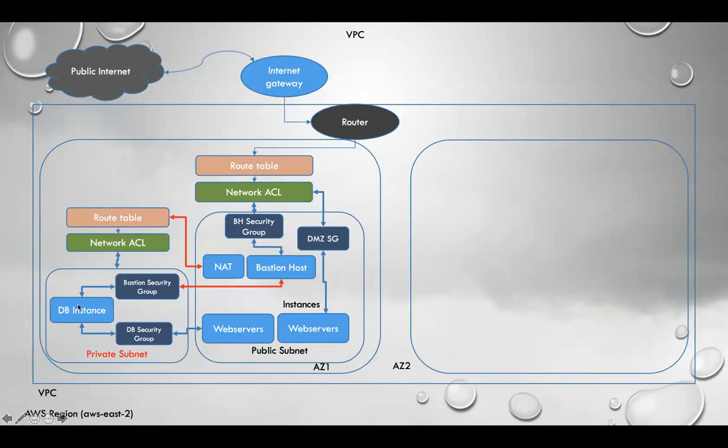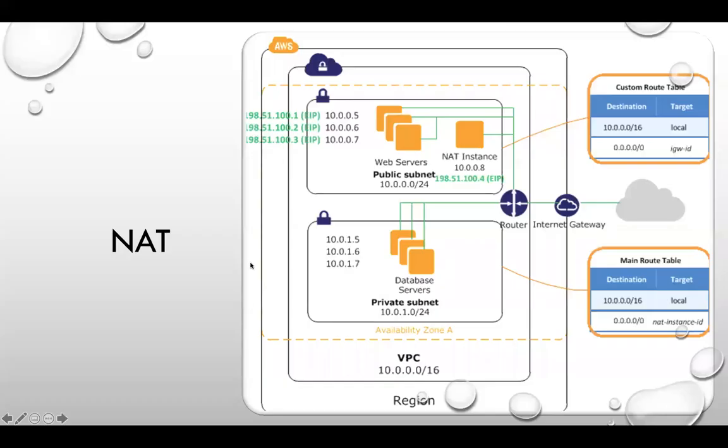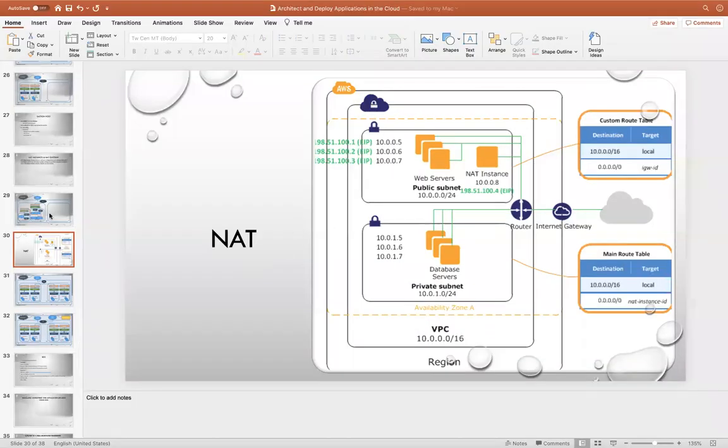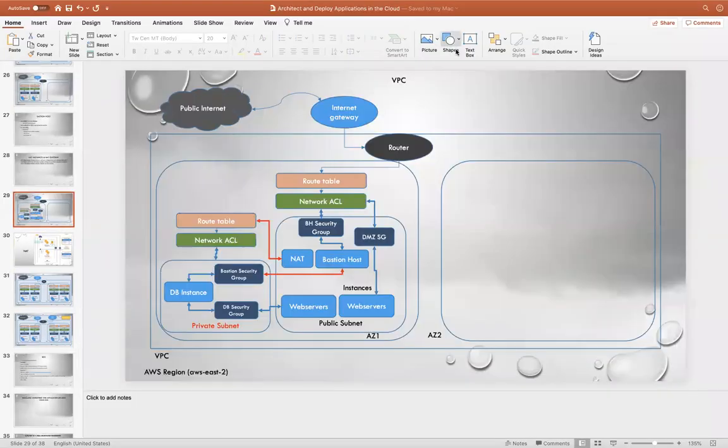This is the route. But this cannot go to the internet this way because there is no route, right? There is no route table entry. From here to here, there is no route. So now what I have to do is route this route table through an instance here that is called a NAT instance or NAT gateway. I think I forgot to add it in my picture, to add a route.